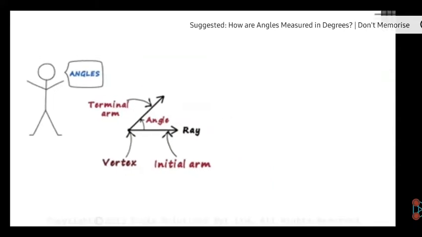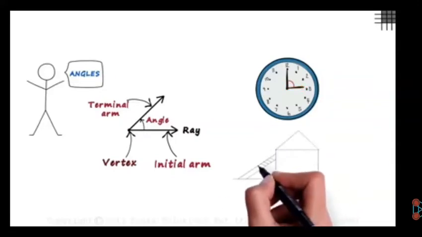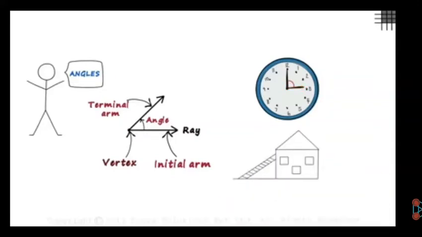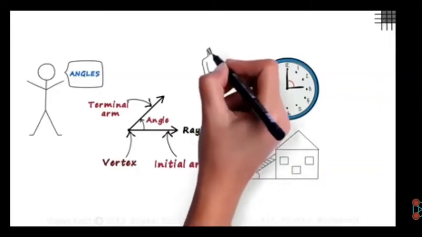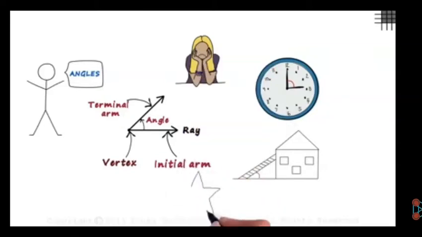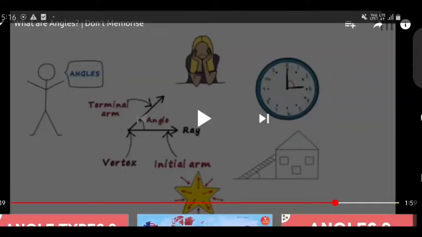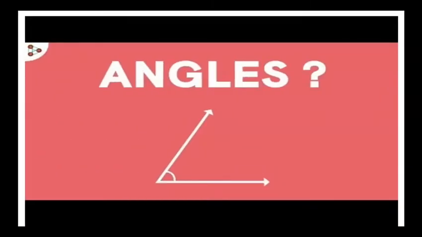Where do we see angles in everyday life? The best example would be that of a clock. An angle is formed between the minute hand and the hour hand. Or maybe this house which has a ladder leaning on it. There is an angle formed by the ladder with the ground. Or look at this picture. There is an angle formed here between her hands. Or this car which has angles inside as well as outside. But how do we measure it? So, from the video we come to know many things about the angles.